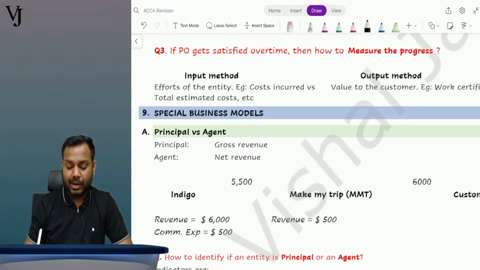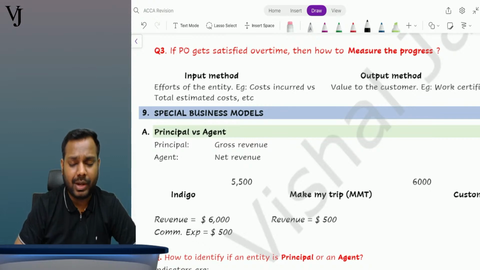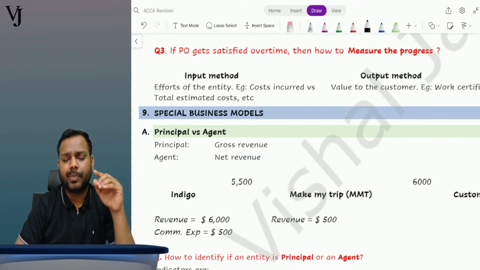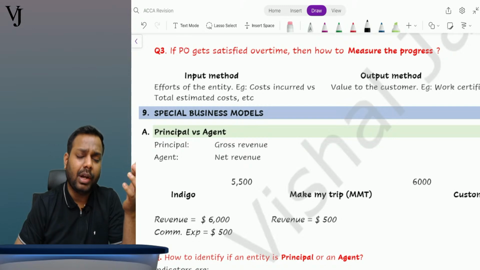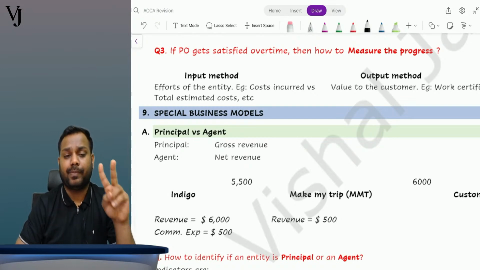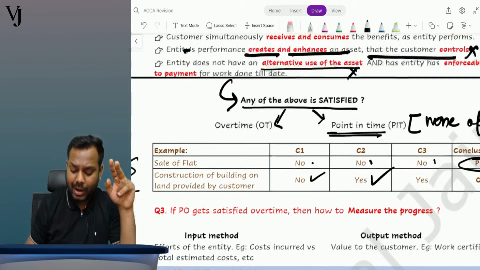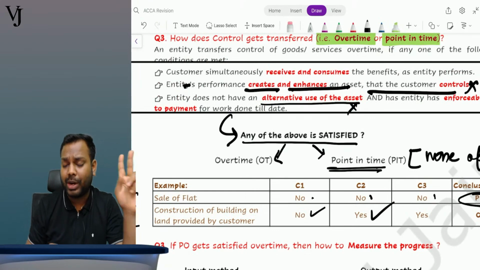Now, question number 3. See, in step number 5, which was recognize revenue as and when the performance obligation gets satisfied, right? Now, what is the meaning of this point? First of all, performance obligation gets satisfied means what? Control gets transferred. I explained the meaning, right? Now the control can get transferred in two ways, at a point in time or over a period of time, right? That I have to analyze based on these three conditions. So these are the 2 points which we discussed so far.